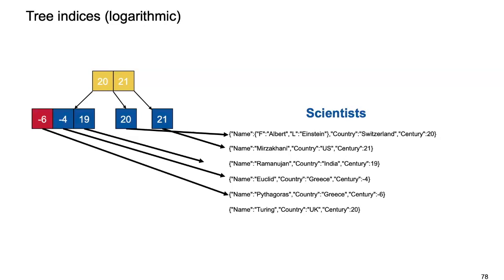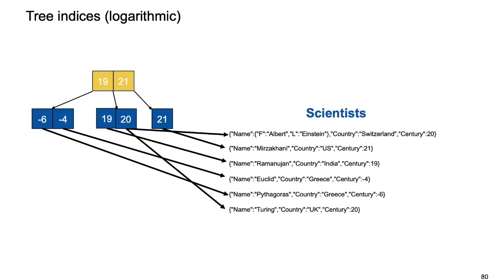Then I have -6. Now I need to split it again. But now, to keep it simple, I'm just moving the 19 over there, right? And that way I'm still back to two values in every node, right? So this is, again, very complex to implement, but this is kind of how it works. And then the 20, it's already there, so we just add a pointer. Now we have our index structure.